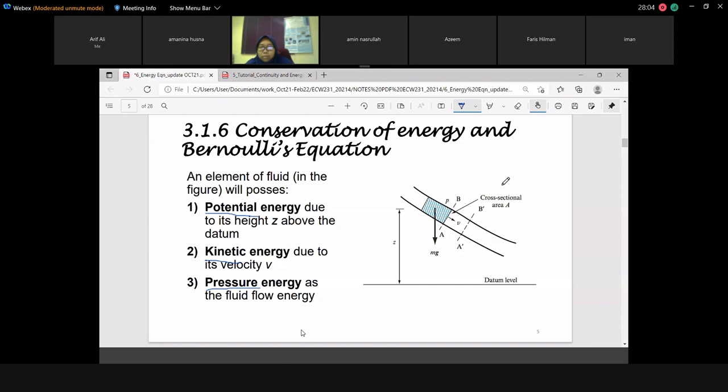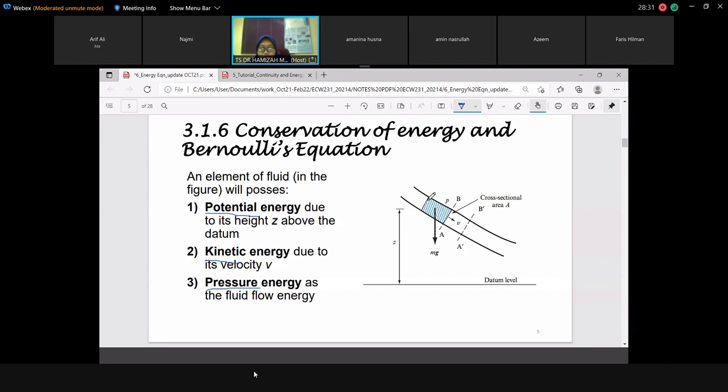Tenaga keupayaan, Doktor. Betul, tenaga keupayaan sama juga dia melibatkan ketinggian. Bila tank berada pada suatu ketinggian, so dia melibatkan potential energy nak turunkan air daripada kawasan yang tinggi ke kawasan yang rendah. Okay, so that's why the energy involved in the pipeline ni kita ada potential, kinetic and also pressure.